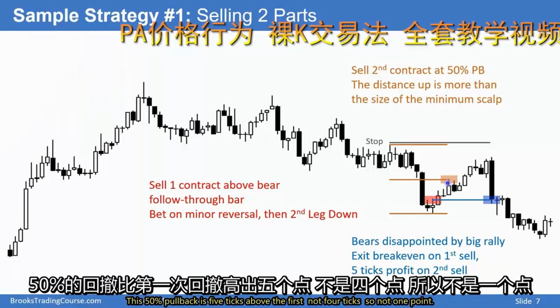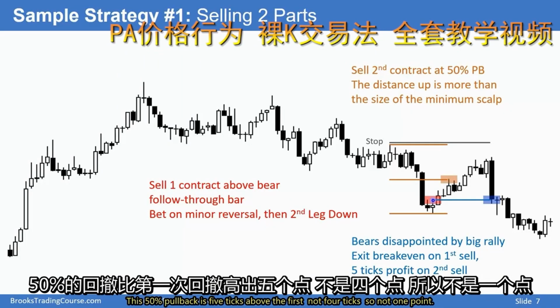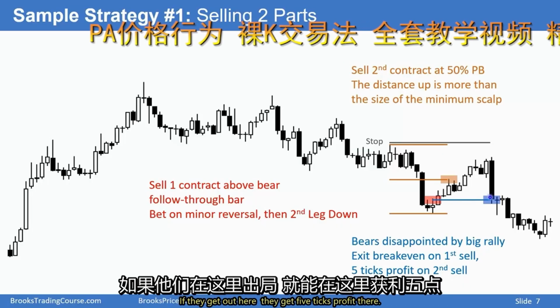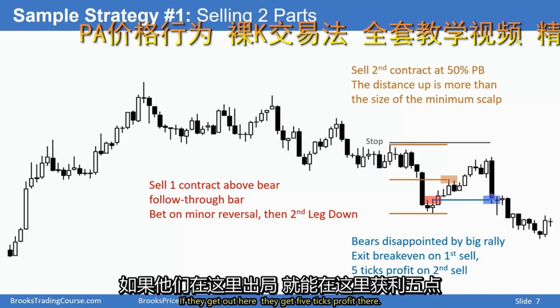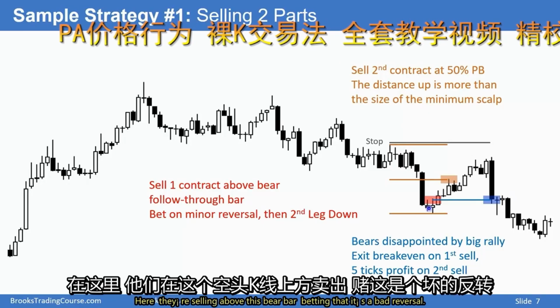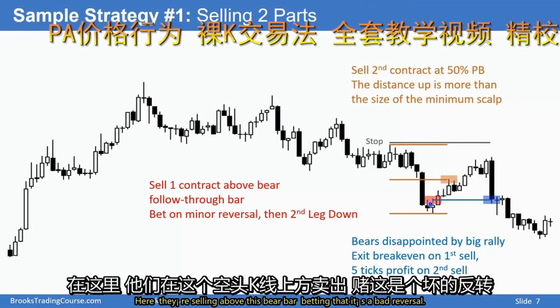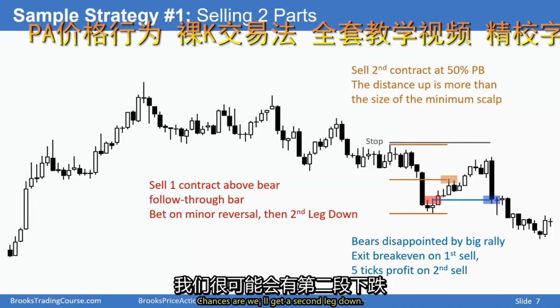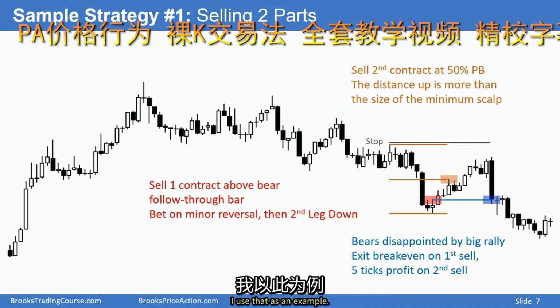This 50% pullback is 5 ticks above the first, not 4 ticks, so not 1 point, it's 5 ticks. If they get out here, they get 5 ticks profit there, and then break even here. Here they're selling above this bear bar, betting that it's a bad reversal. Chances are we'll get a second leg down. I use that as an example.